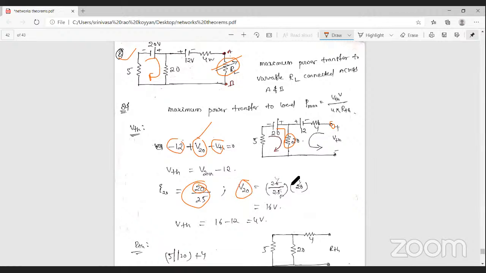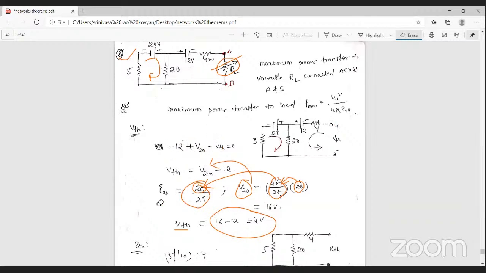Then V20 is equal to the 20 ohm resistance into the current passing through, and the current is 20 by 25. Then you get the V20 volts. Substitute the V20 volts in this equation, then you can get VTH is equal to 4 volts. And similarly, we need to find out the Thevenin's resistance also.